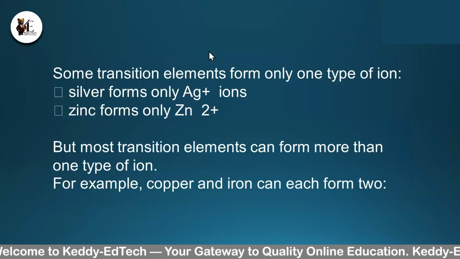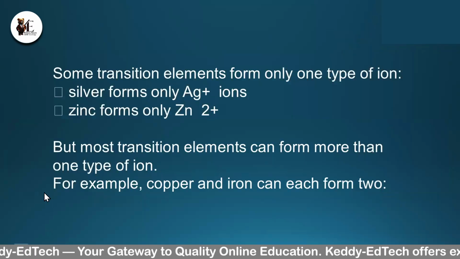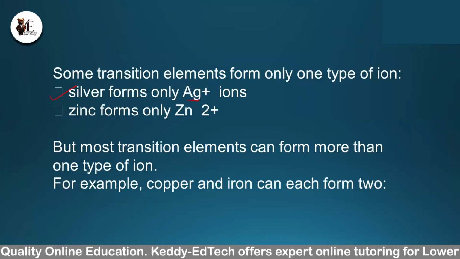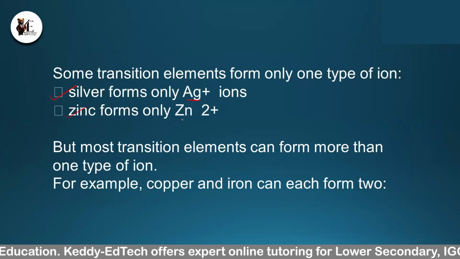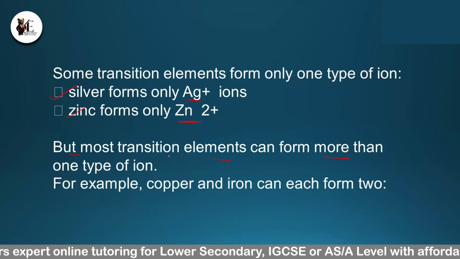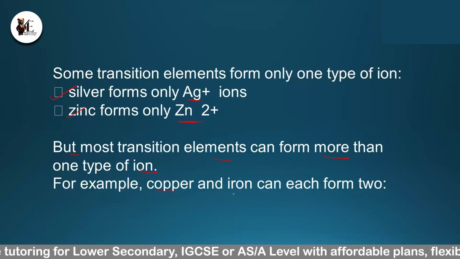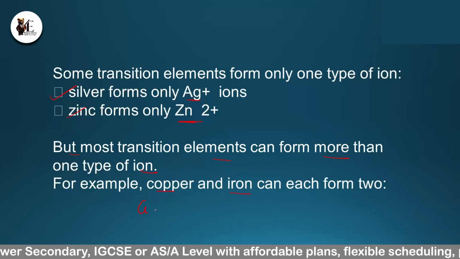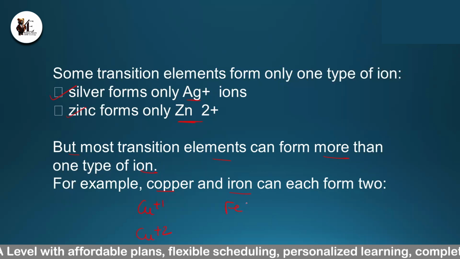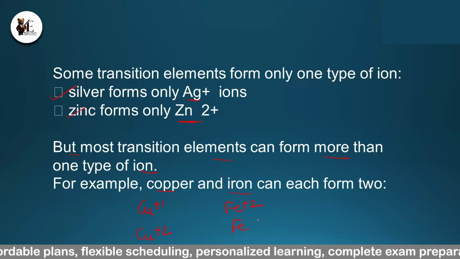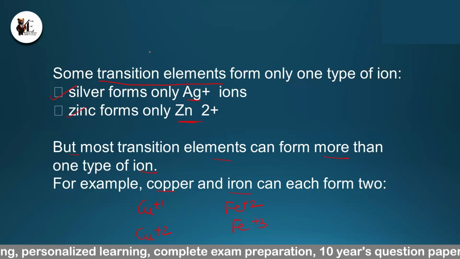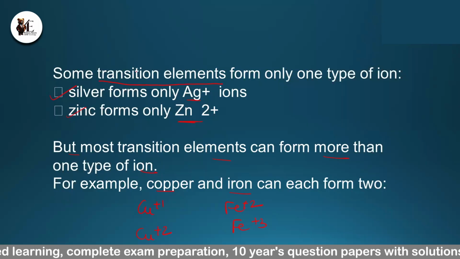So there are some transition elements which form only one type of ion. For example, silver forms only Ag plus ions, and zinc forms only Zn2 plus ions. But most transition elements can form more than one type of ion. For example, copper and iron: copper can form copper plus 1 and also copper plus 2. Iron can form Fe plus 2 and also Fe plus 3. Transition elements are the metals which lie in the middle of your periodic table.